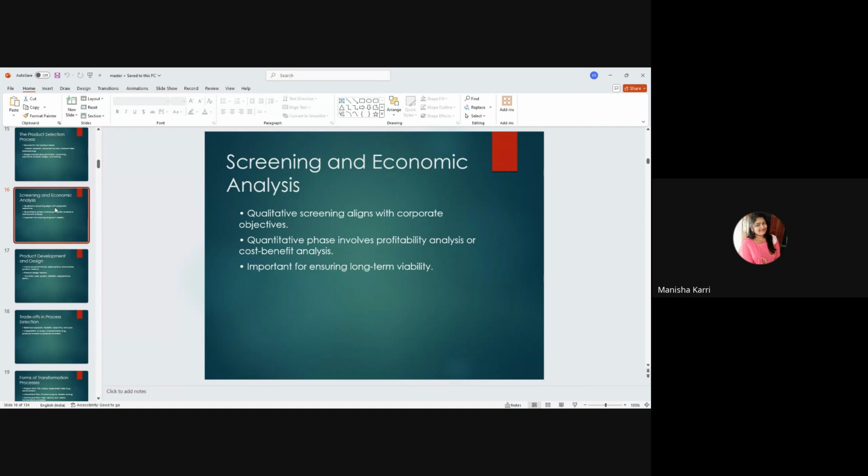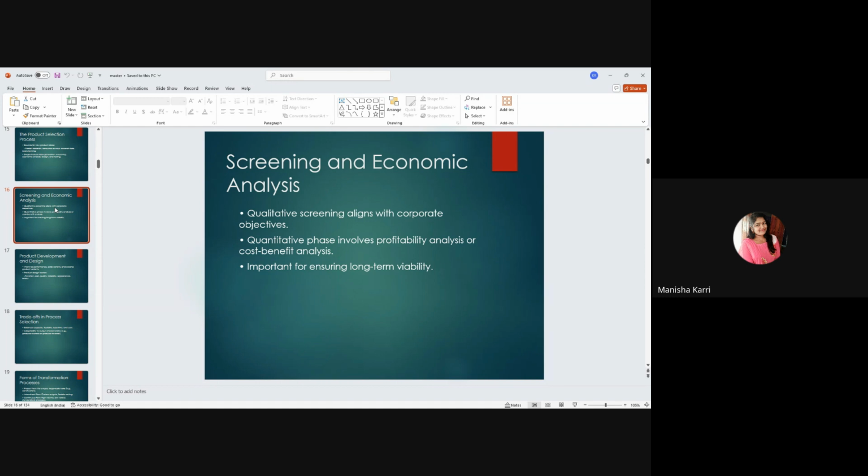Next one is screening and economic analysis. So what is screening? Generally, screening is the first step in deciding if a new project or product idea is good for the company or not. In screening, two types are there: qualitative screening and quantitative screening. Qualitative screening will look at non-numerical factors to see if the project fits the company's goals or not. Example, a company known for eco-friendly products will check if the new product idea is environmentally friendly or not, which is qualitative screening. And quantitative screening involves looking at numbers to see if the project can be profitable or not. For example, estimating how much money the project will make and what it will cost.